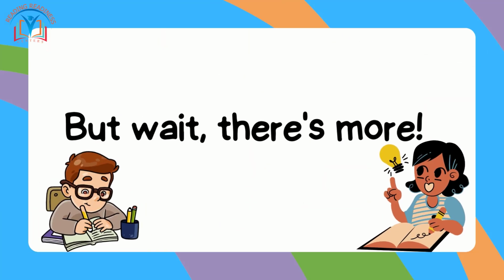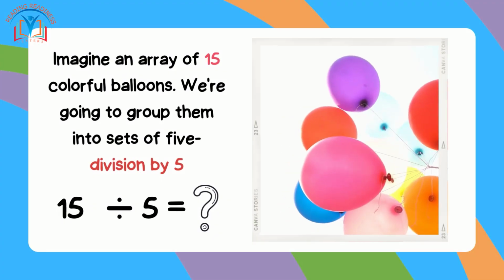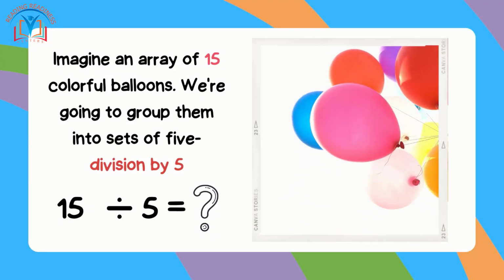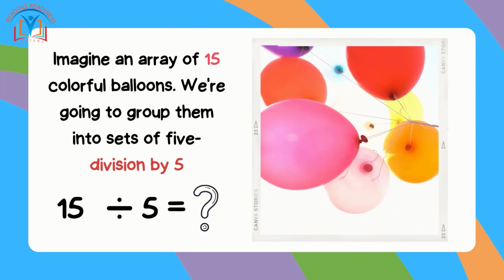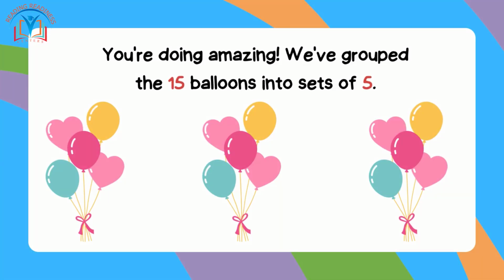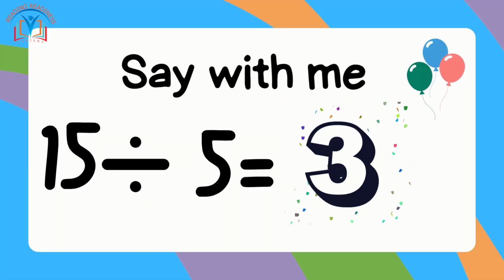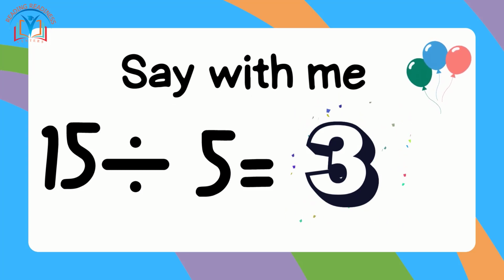But wait, there's more. Imagine an array of 15 colorful balloons. We are going to group them into sets of 5, division by 5. You're doing amazing. We've grouped the 15 balloons into sets of 5. Say with me, 15 divided by 5 equals 3 groups.